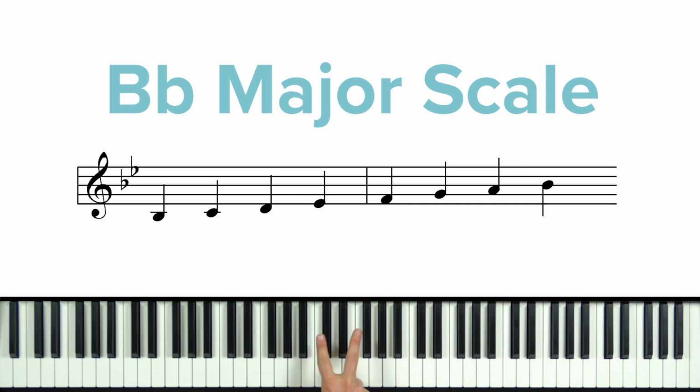So we have 2 flats in our key signature. We're going to start on B flat below middle C. Then we go to C, then D, then E flat. There's our second flat for the scale. Bring our thumb under, F, G, A, and B flat. So those are our notes from the major scale in the key of B flat, okay? There's B flat, C, D, E flat, F, G, A, B flat.